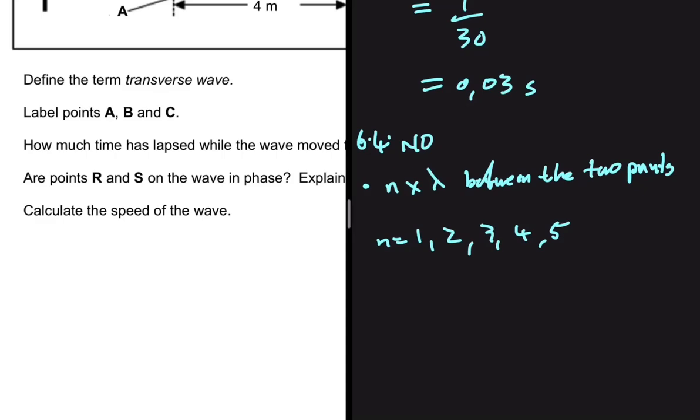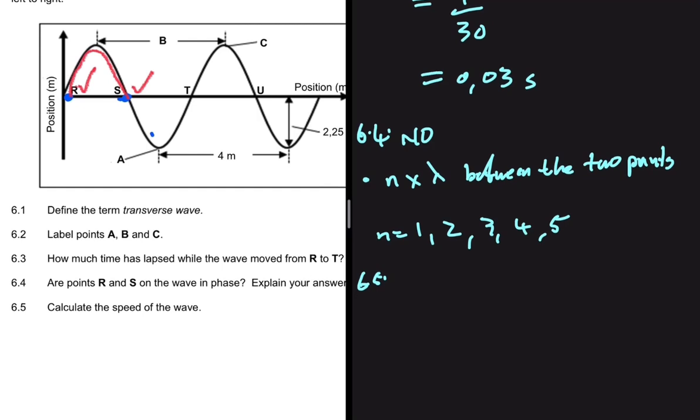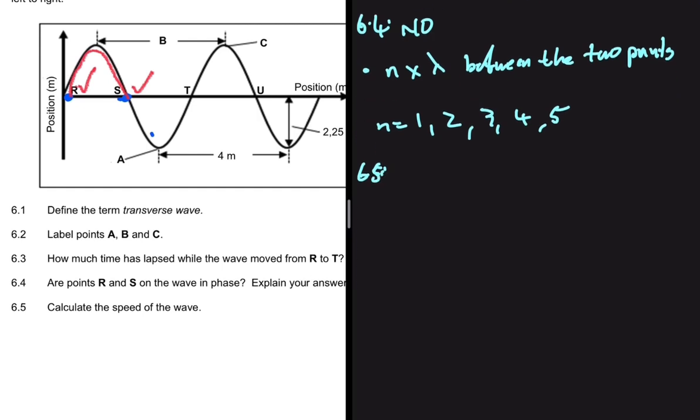Let's look at 6.5. What does the question say? Calculate the speed of the wave. So what do we need to calculate the speed of the wave? Let's look at the information we have. We know that the frequency is 30 hertz. We know that the period is equal to 0.03 seconds. What else do we know?